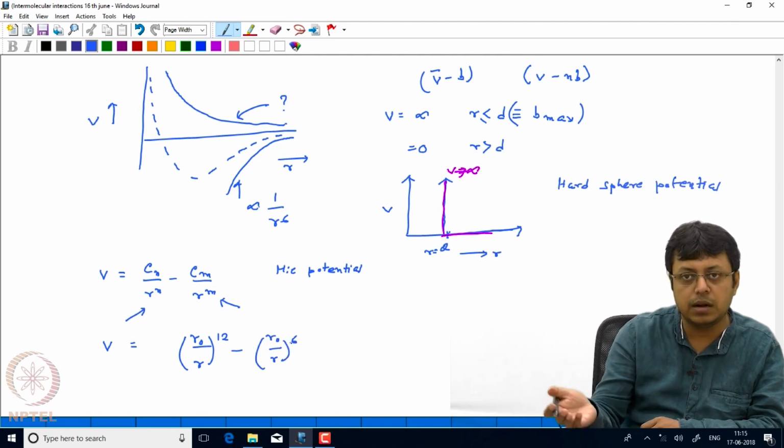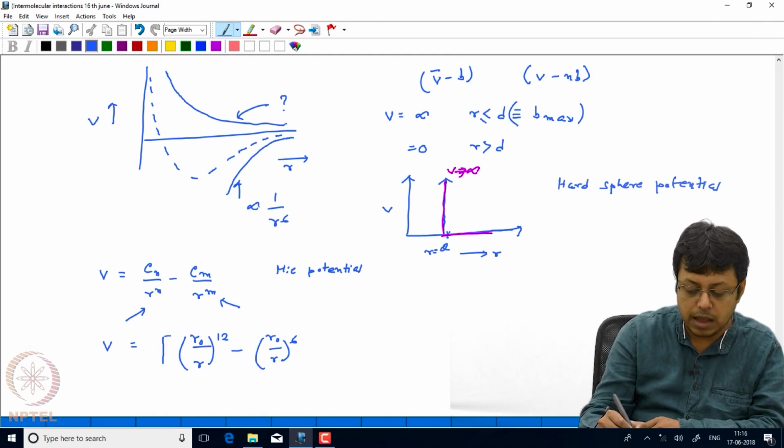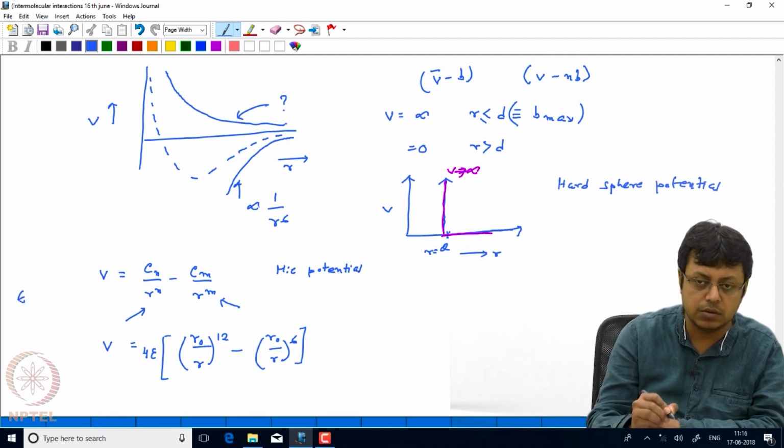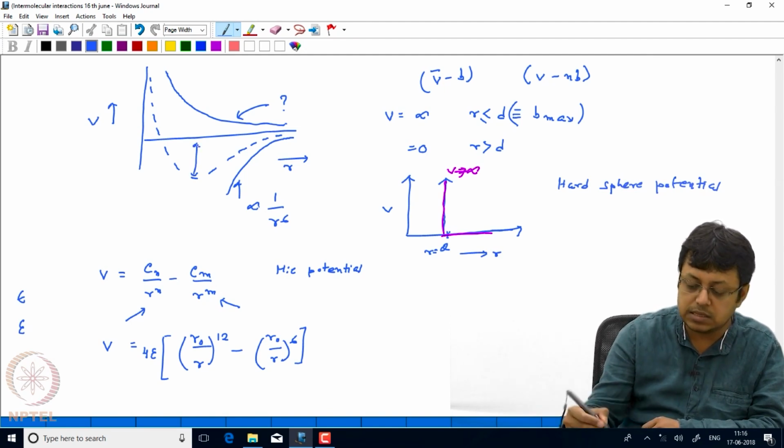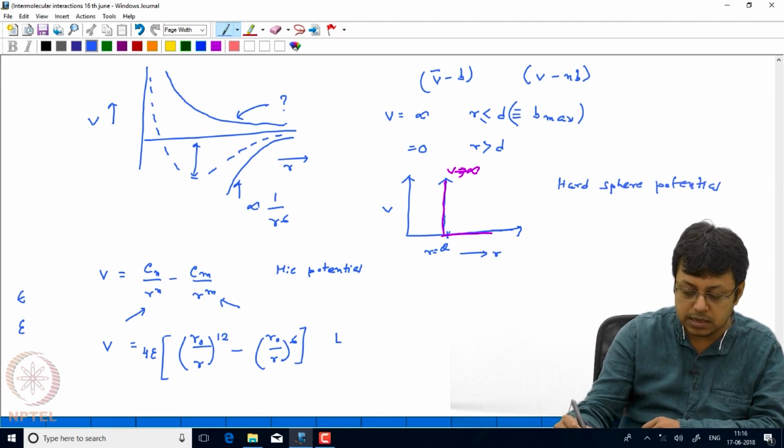So the attractive model we are keeping as before, and then the overall thing is multiplied by a constant epsilon. We have not written it as epsilon in the usual way because that notation is used for permittivity. This epsilon is basically the minimum of the interaction energy, or the minimum of this kind of potential. This equation, again a model, is known as the Lennard-Jones potential.